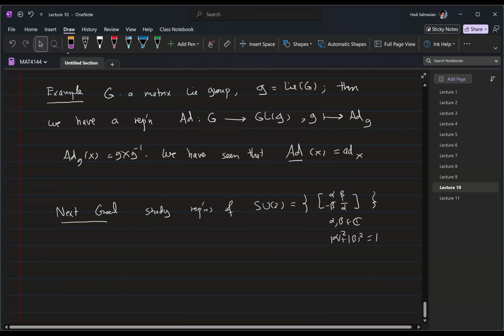And we also learned that we can always complexify a representation of a real Lie algebra on a complex vector space. We get a representation of the complexified algebra. Right? So these are the things that we discussed last time.